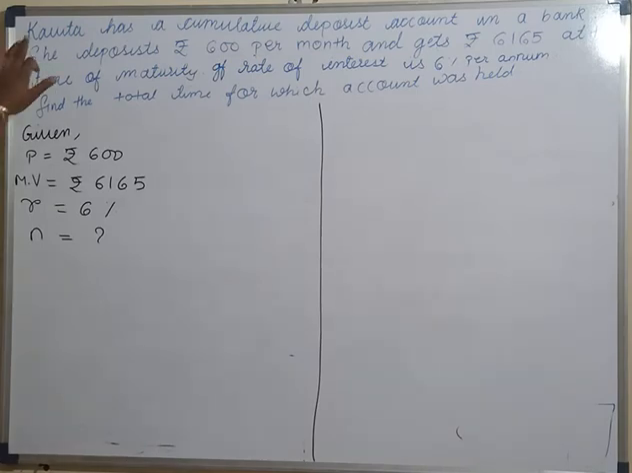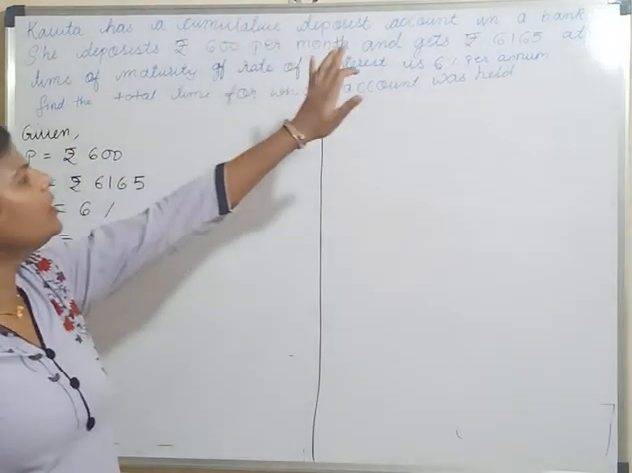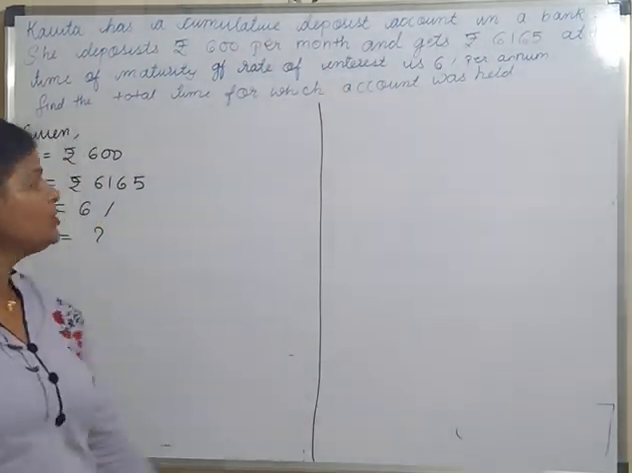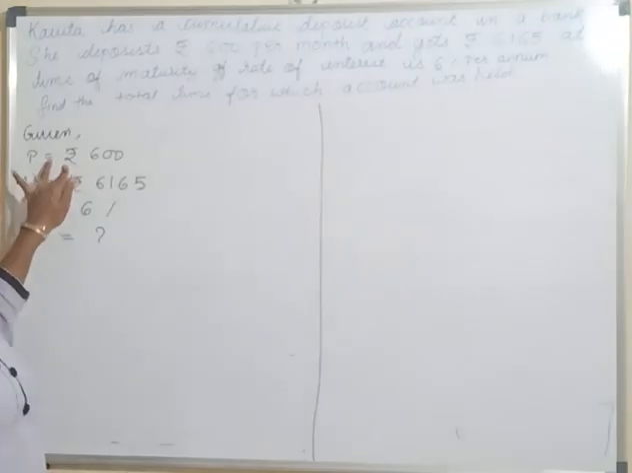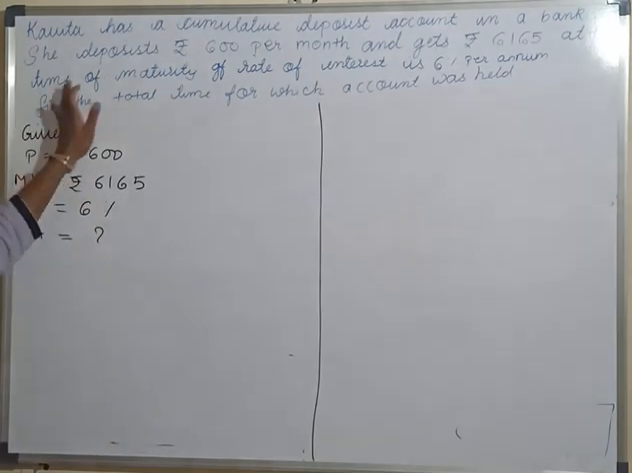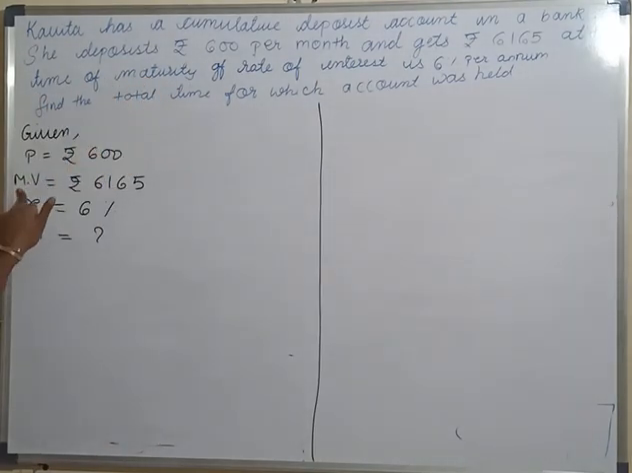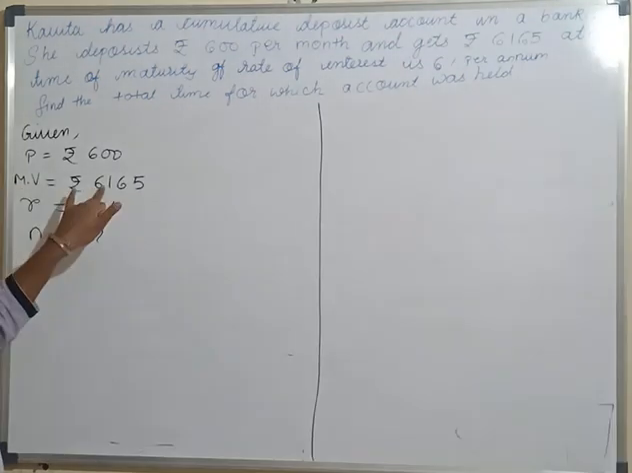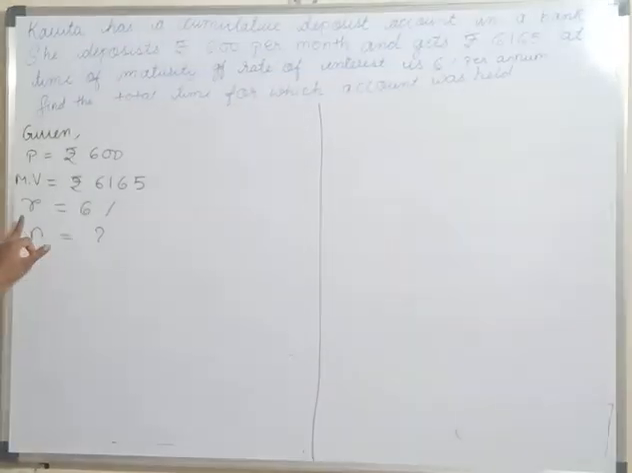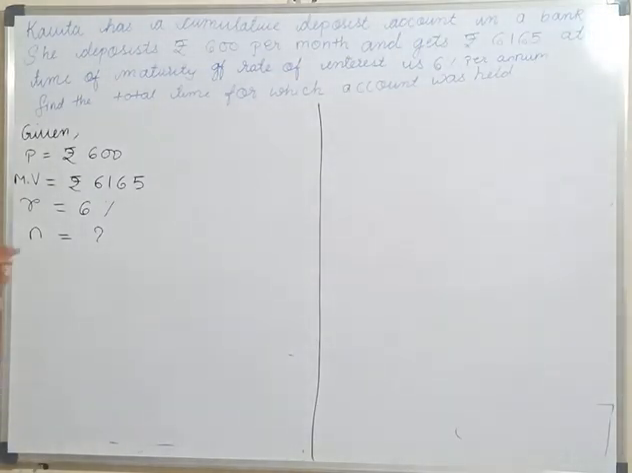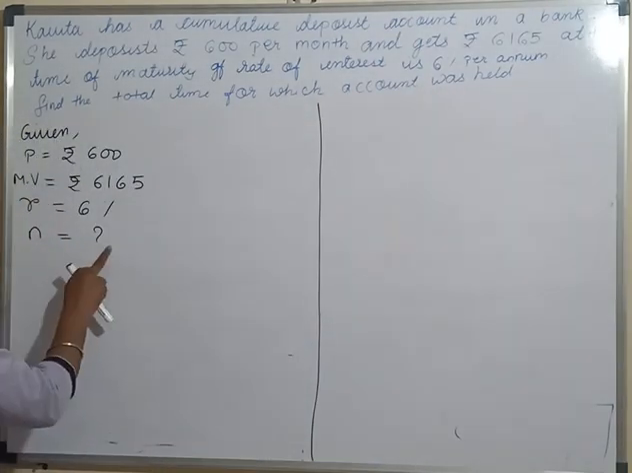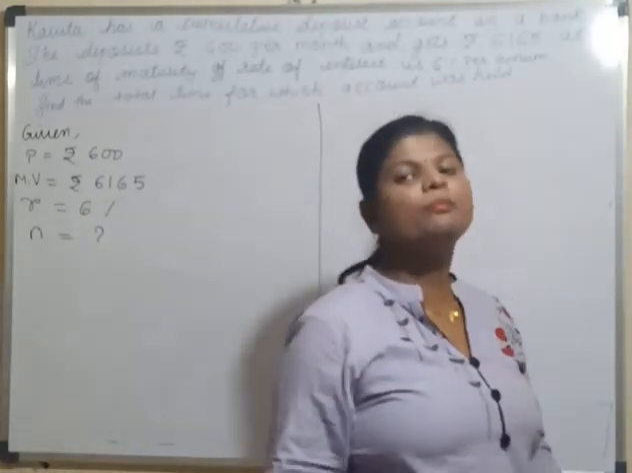In this problem, Kavita has a cumulative deposit account in a bank. She deposits rupees 600 per month. So rupees 600 is your principal amount, and she gets rupees 6165 at the time of maturity. So your maturity value is 6165. If the rate of interest is 6%, so your rate of interest is 6%. Find the total time for which the account was held. So you have to find out n, the number of months.